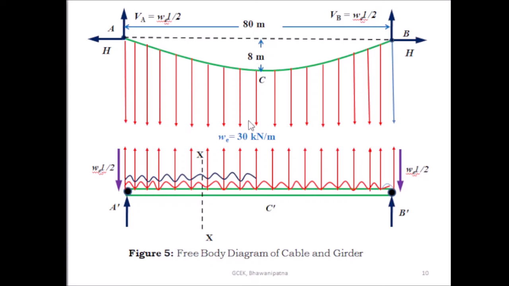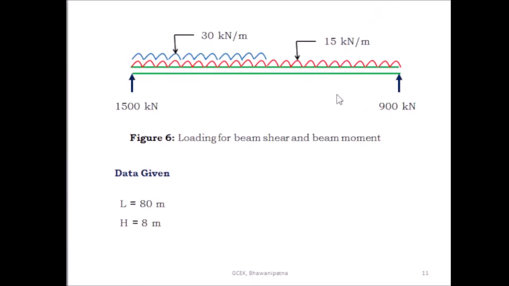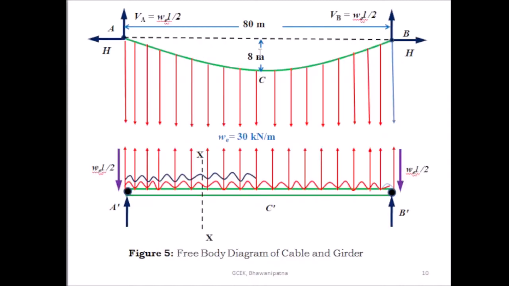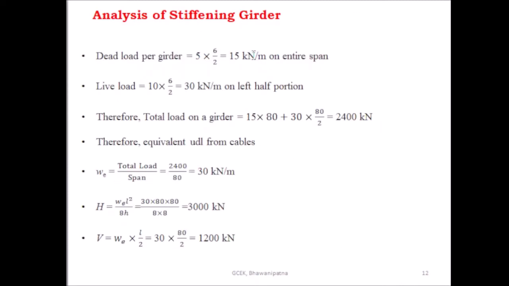This is also given. This is the stiffening girder, this is the dead load and this is the live load. The dead load is present throughout the span, that is 15 kN/m, and the live load is present 30 kN/m. So how will you find out the dead load and live load on the girder?